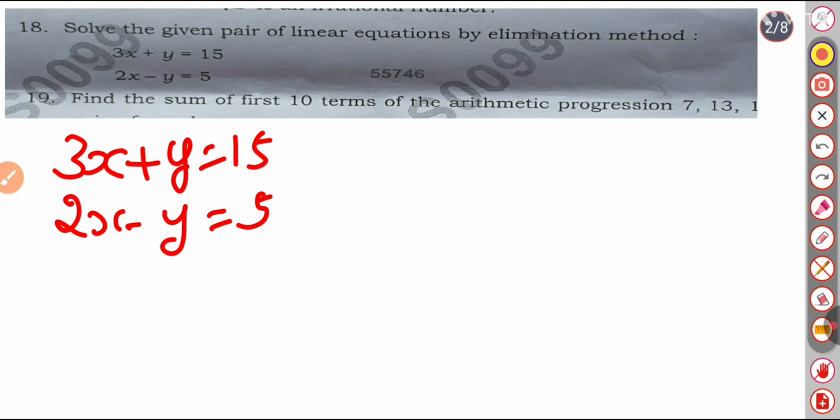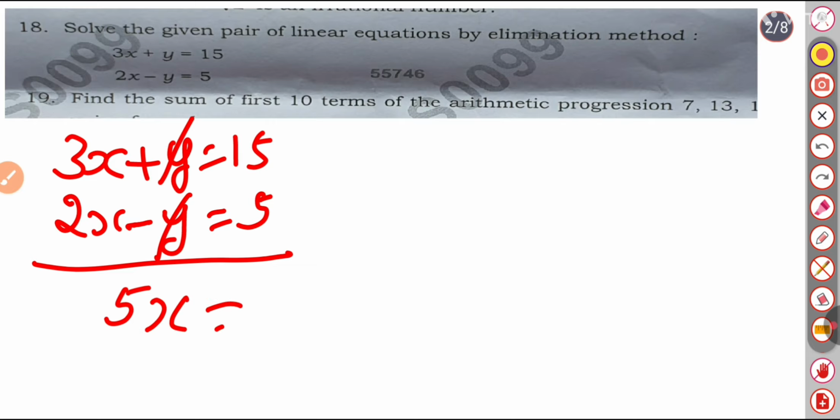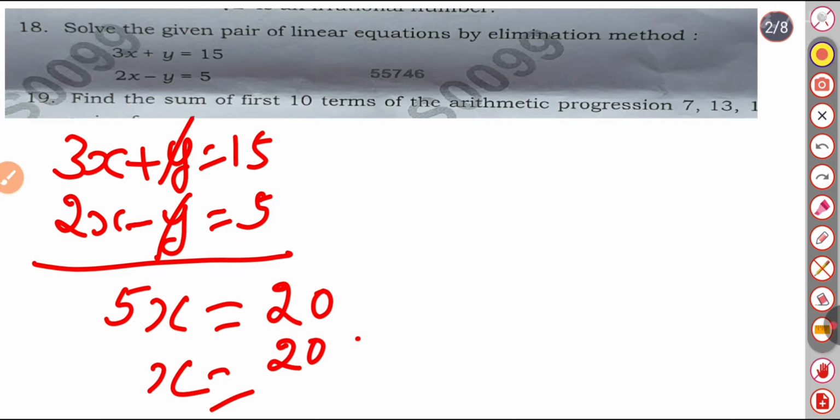Just see whether we can cancel or eliminate any one term. Yeah, of course we can eliminate y. No need to subtract. Directly if we add, we can eliminate. So y cancels. One is plus, one is minus. It gets cancelled. So directly we can add these two. 3 plus 2 is 5, 5x is equal to 15 plus 5 is 20. So x is equal to 20 by 5. 20 by 5 is what? 4. So x is 4.